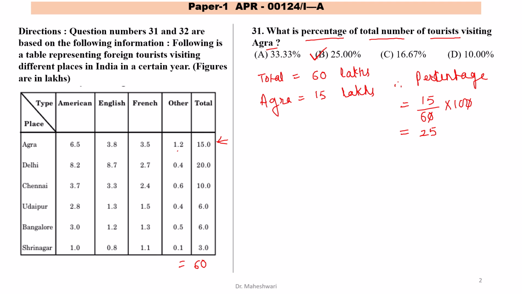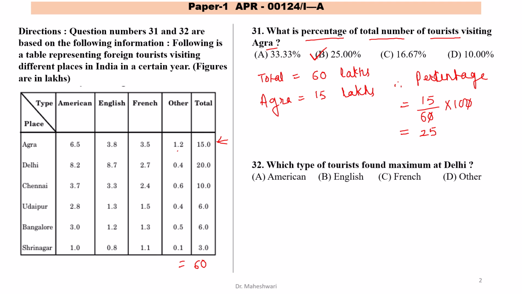Now the next question, which is based on the same table, is, which type of tourist is found maximum at Delhi? This is a very simple question. No numerical, no solving. Directly seeing the table you can write the answer, because they have asked the maximum number of tourists visiting Delhi. So we look at the Delhi row. It is 8.2 for Americans, 8.7 lakhs. If you just see, 8.7 is the maximum in this row. 8.7 belongs to English. So your answer, that is B, is the correct answer.